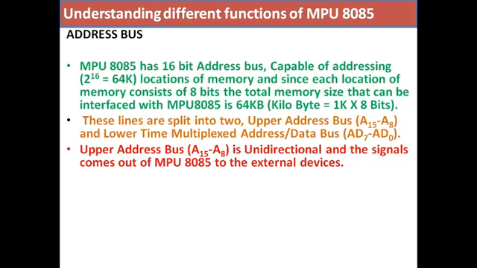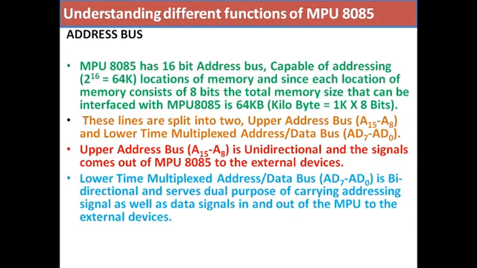Well, the upper address bus, that is A15 to A8, is unidirectional in nature, and the signal always comes out of the MPU 8085 to the external devices. It can be an I/O device, it can also be a memory device. But the lower order address bus is time multiplexed with the data bus, hence it serves dual purpose.